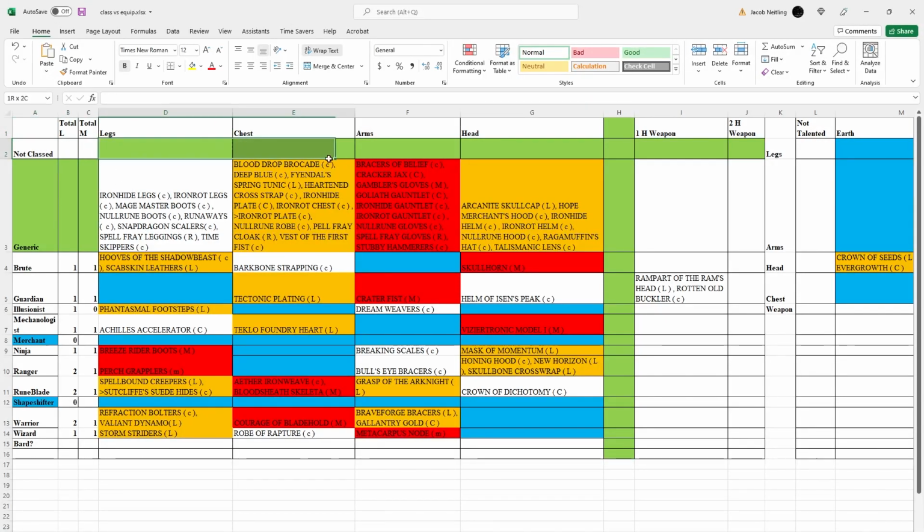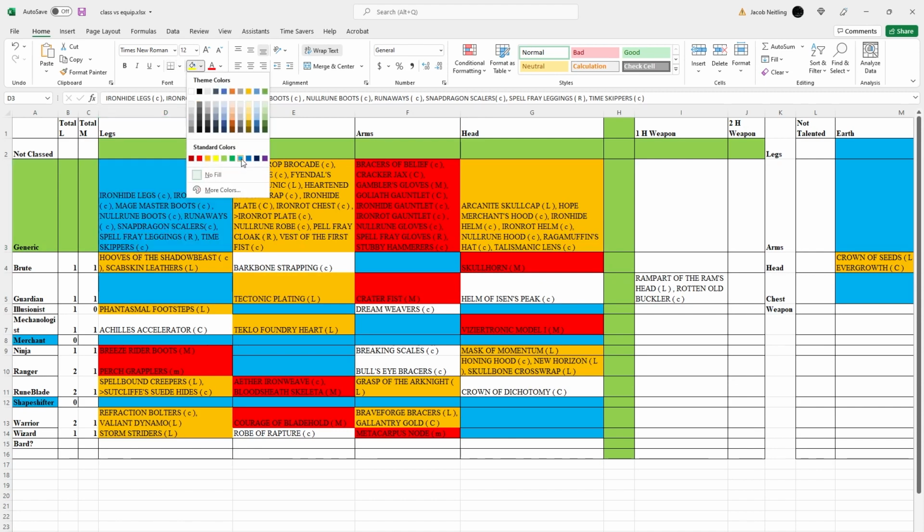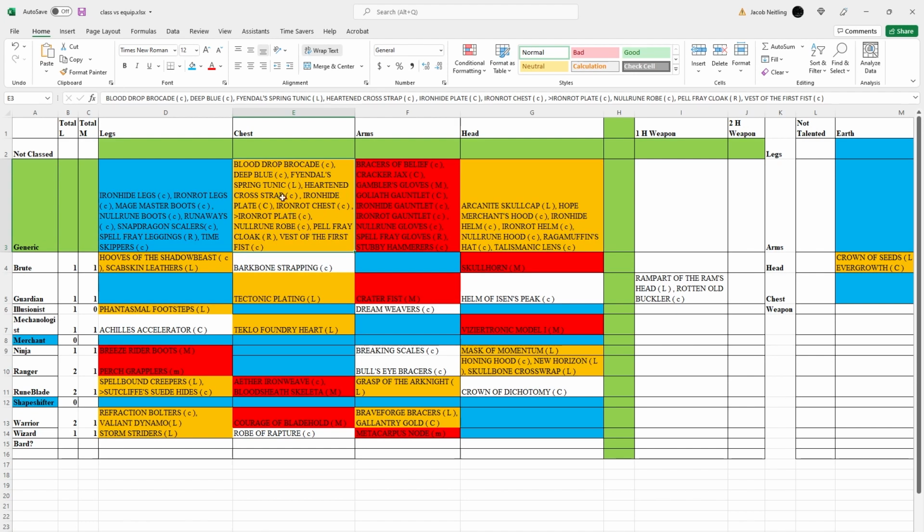So here we go. Not classed. Right now I have that as a blank because I didn't find any that were not classed. However, generic, as you can see, there are a lot of generics for legs, chest, heads, and arms. For these, I had decided to color coordinate this with the highest rarity tier level of what is available for each of the individual classes. So in this case, there is only a common. Actually, technically, there is a rare, so I should probably color coordinate this to a blue. But there is a rare Spellfray Leggings, which is generic. You have a legendary Spring Tunic, which is in your chest. You have a majestic Gambler's Gloves, and you have the legendary Arknight Skullcap here as a generic head.